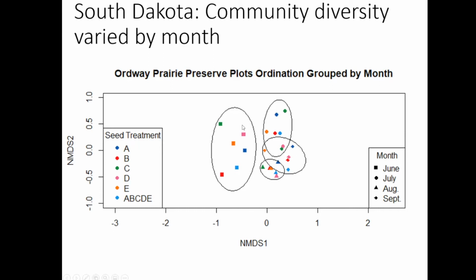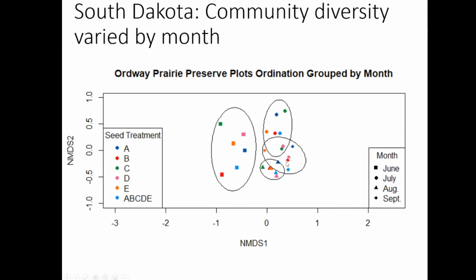Again, what I found through my PERMANOVA was that my community composition was mostly explained by month. We can see that I have seed treatment as my colors, so the different seed mixes are colors, and the month was observed with symbols. And we can see a really pretty stark clustering of my symbols. All of my June plots are clustered, and they're all contained within the ellipses. So these are all really one distinct community as compared to the other months.